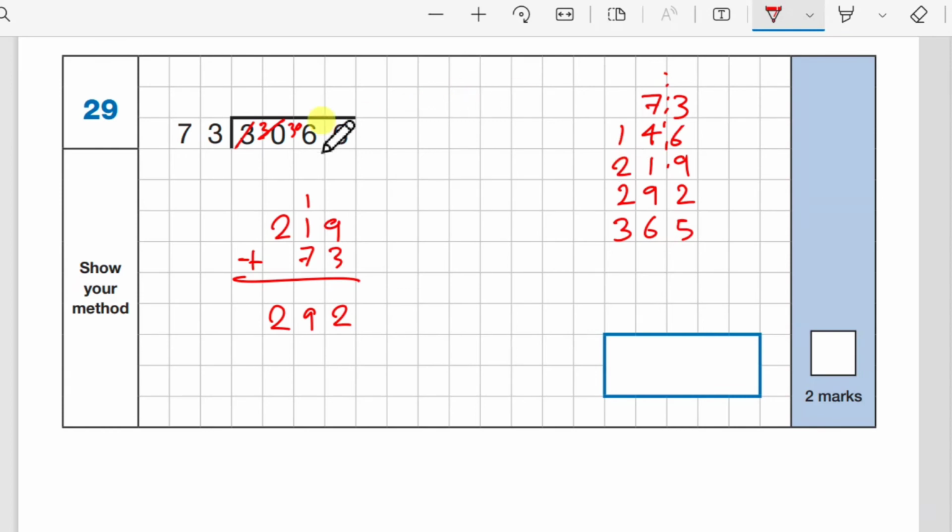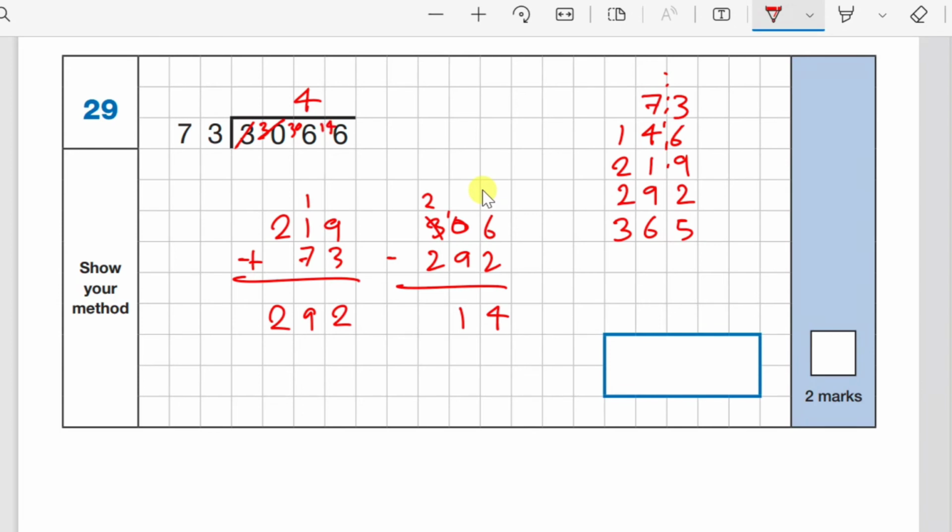So now we can work it out. How many 73s go into 306? Well, we can see it goes all the way up to 292. That's 4. And now the remainder is the difference between 306 and 292. So we got 306 minus 292. If you subtract that, well, 6 take away 2 is 4. And then 0 take away 9 you can't do, borrow from the 3. Make it a 10. So 10 take away 9 is 1 and then 0. So the remainder is exactly 14.